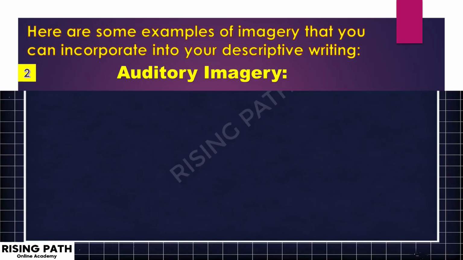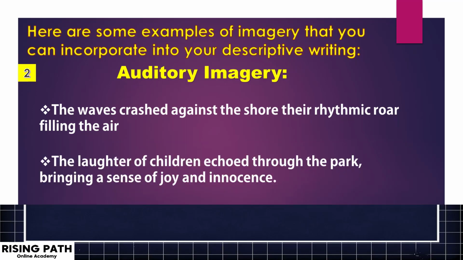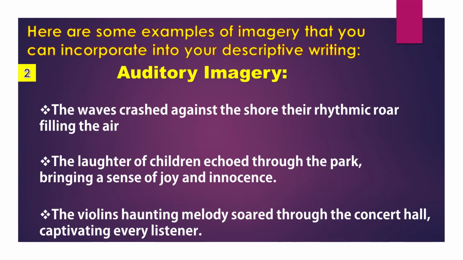Then we have the auditory imagery that is related to your sense of hearing. Number one is the waves crashed against the shore, their rhythmic roar filling the air. If you're going to describe the beach, the sights and sounds of the beach, then it's going to help you a lot there. Then we have another example, that is the laughter of children echoed through the park, bringing a sense of joy and innocence. Number three, the violin's haunting melodies soared through the concert hall, captivating every listener.